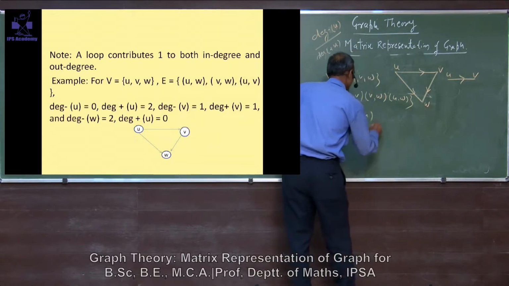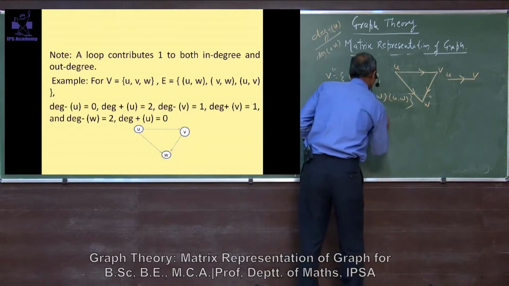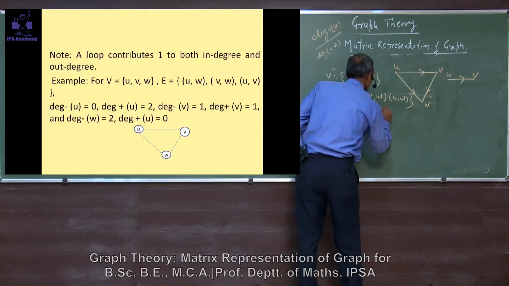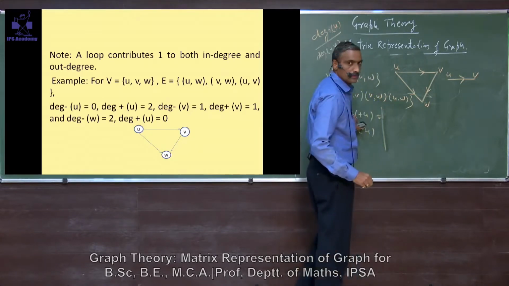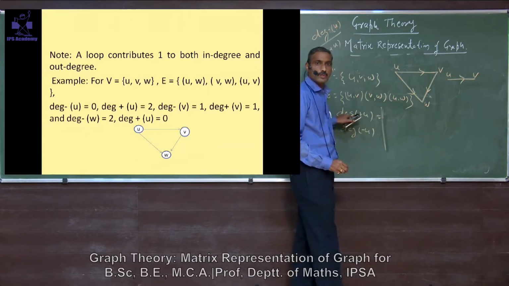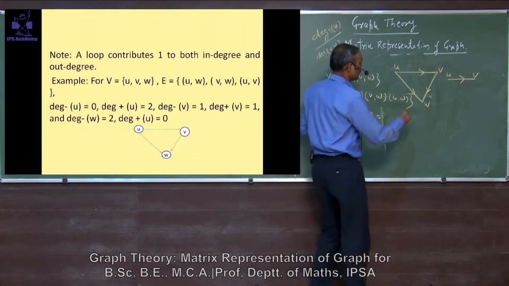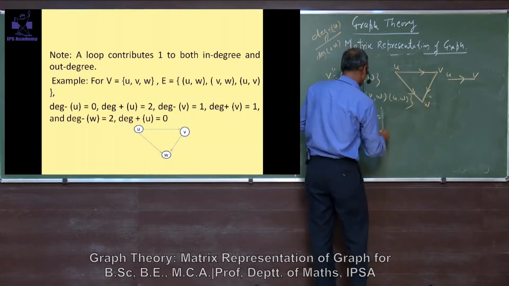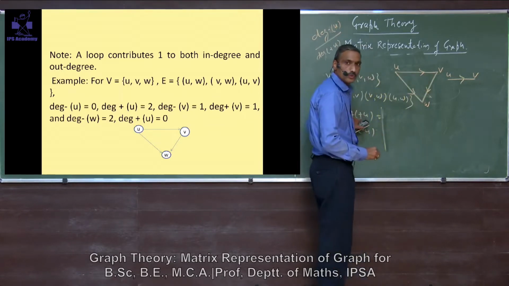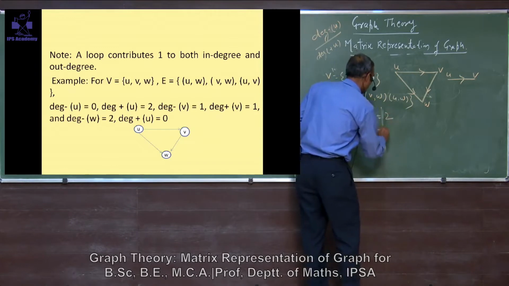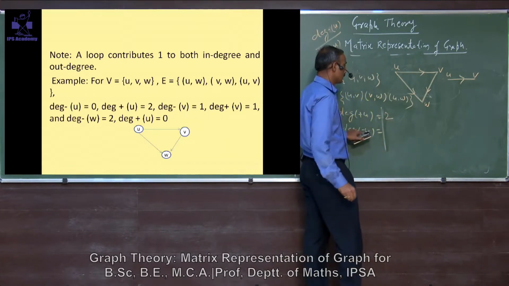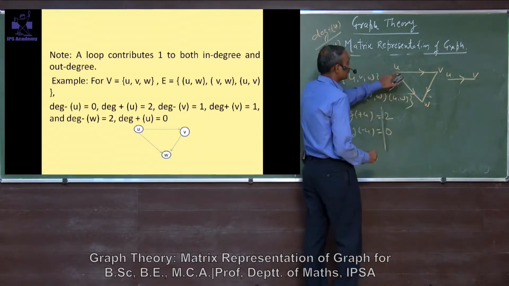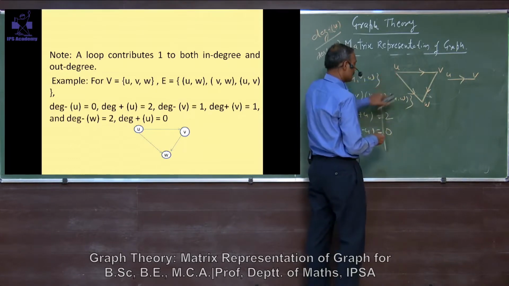Similarly, what will be the degree of u? Degree of plus u, how many edges? Okay, so these are 2 edges. Here 2 edges are incident out from u, so degree of plus u will be 2, and in degree will be 0 because no edge is incident in this case.